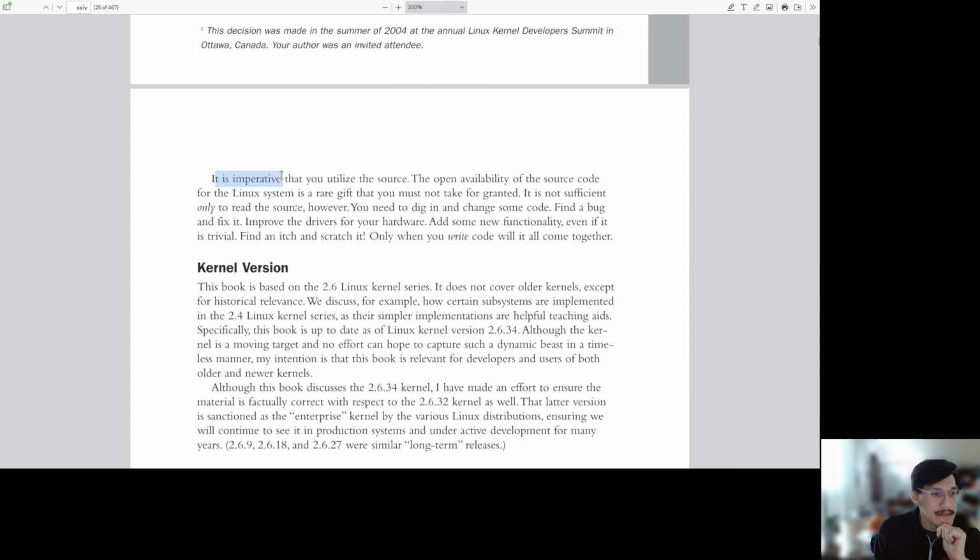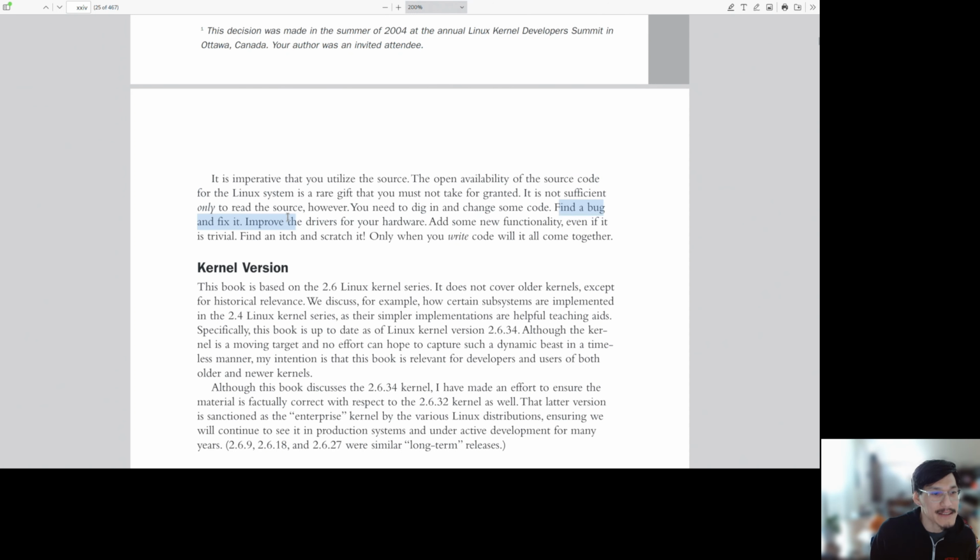It is imperative that you utilize the source, so we have to use the source code. The open availability of the source code for the Linux system is a rare gift that you must not take for granted. It is not sufficient only to read the source, however. You need to dig in and change some code. So that's what we're going to be doing. That's like our interactive part of it.